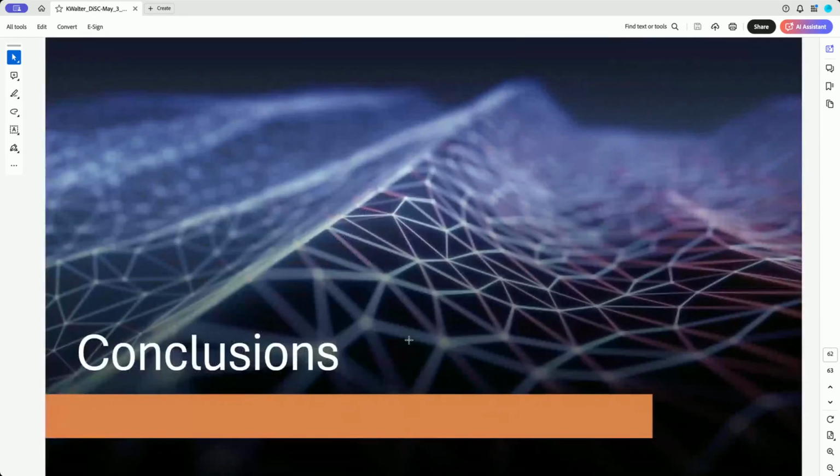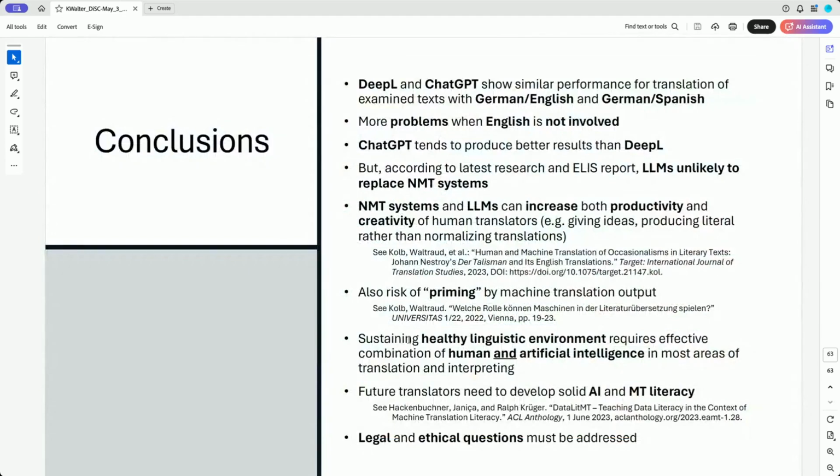Okay, I'm concluding. DeepL and ChatGPT show a similar performance for the translation of the examined texts with German and English, and also German and Spanish as language pairs. There seem to be more problems when English is not involved. ChatGPT tends to produce better results than DeepL, but according to the latest research and also the Ellis report, large language models are still unlikely to replace NMT systems.